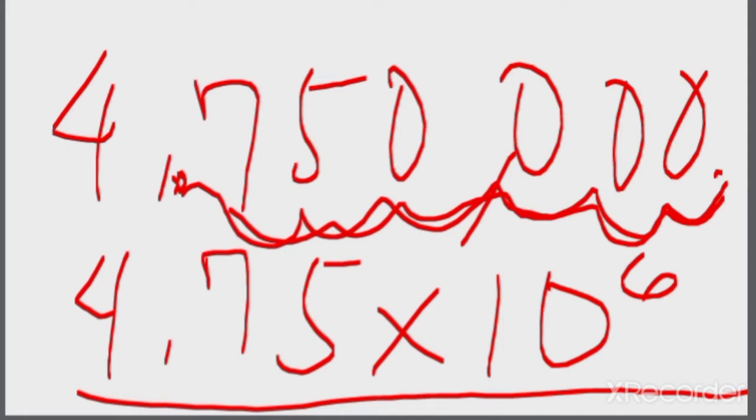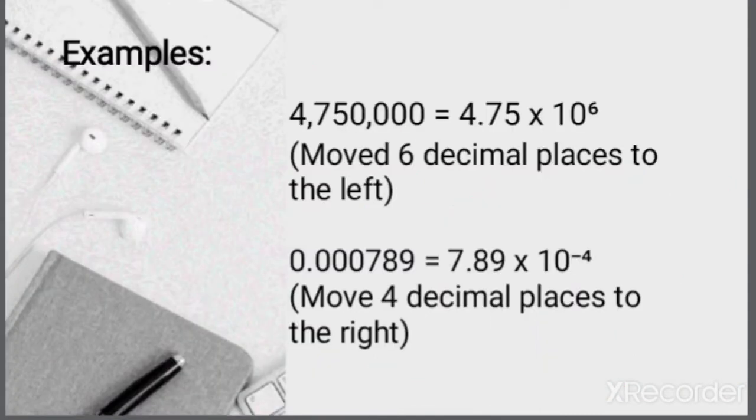The second example is 0.00789 equals 7.89 times 10 to the power of negative 4. So we move 4 decimal places to the right.